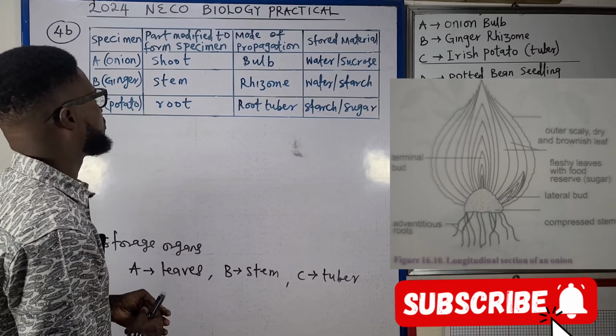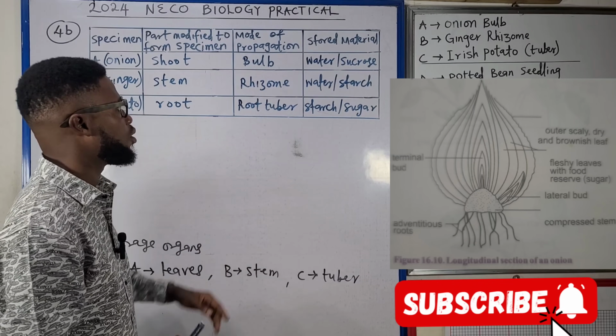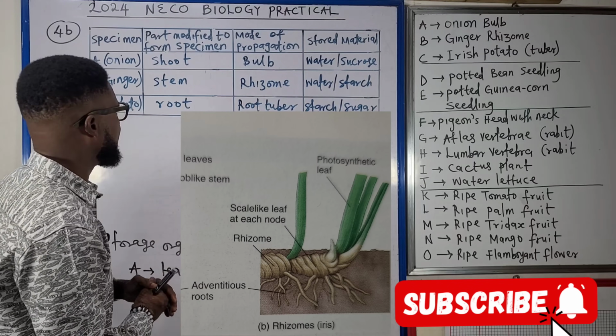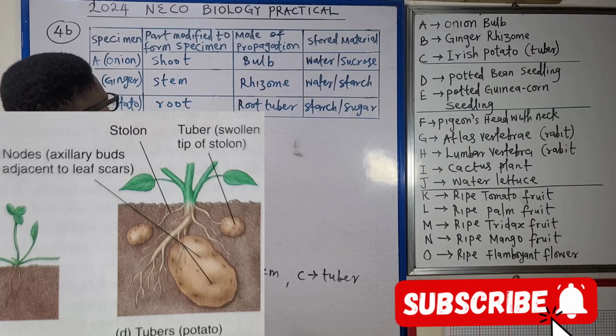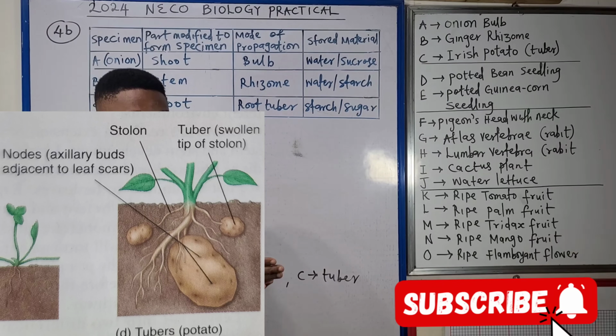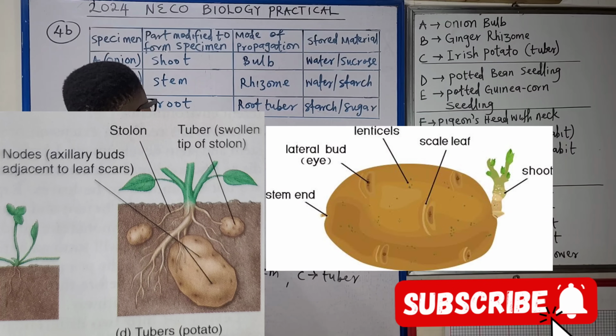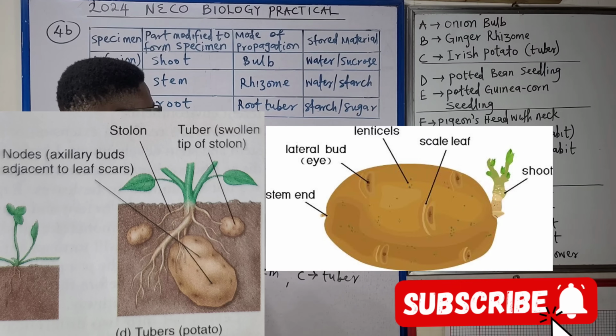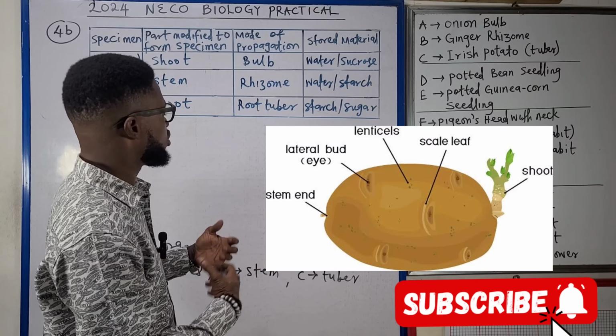Here, what are the mode of propagation? Here it is the bulb, lateral bulb. Specifically, it's the rhizome here, and the mode of propagation here is actually the root tuber. If we cut it into pieces, there is a part of the tuber here, which we call the eye of the specimen. It's going to actually germinate.